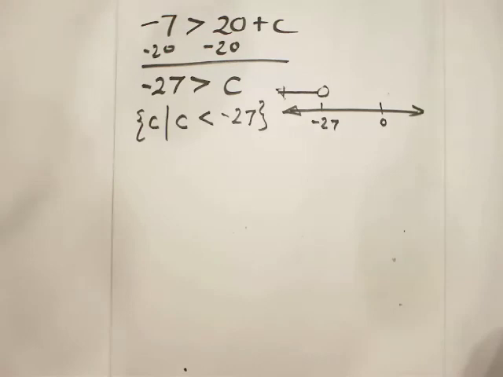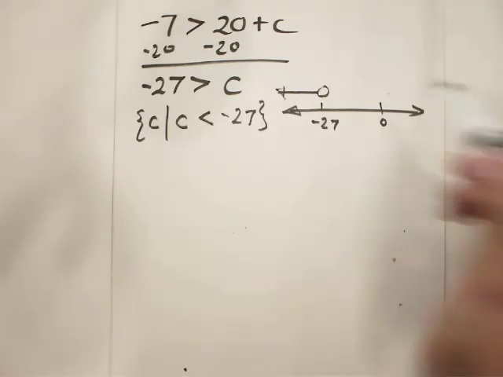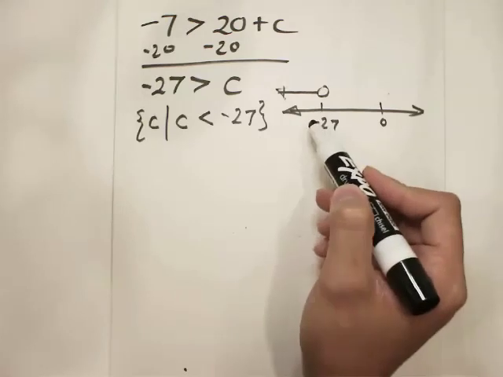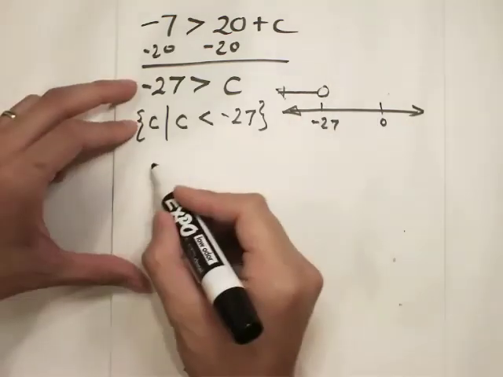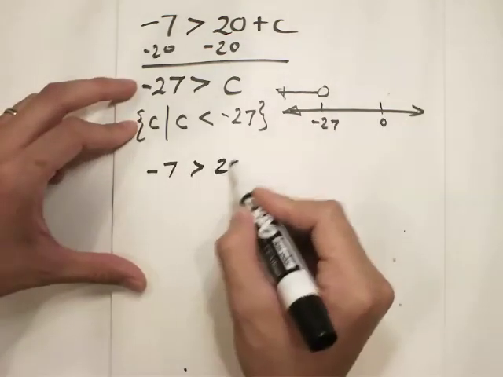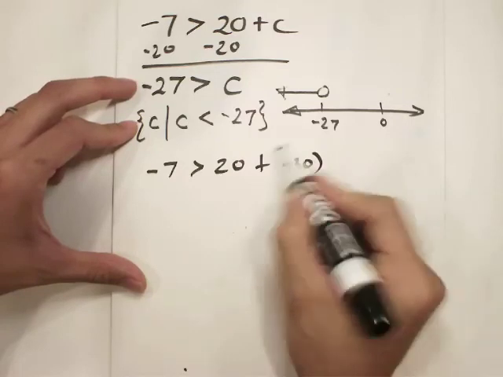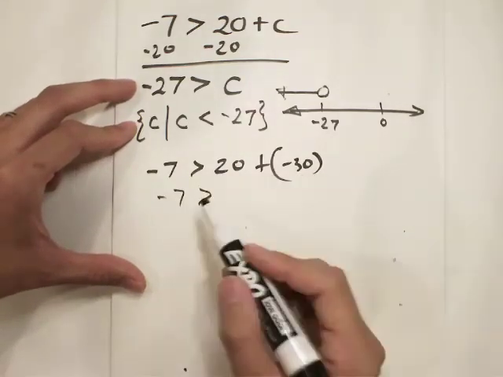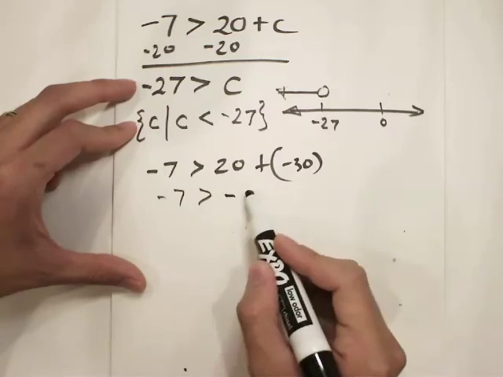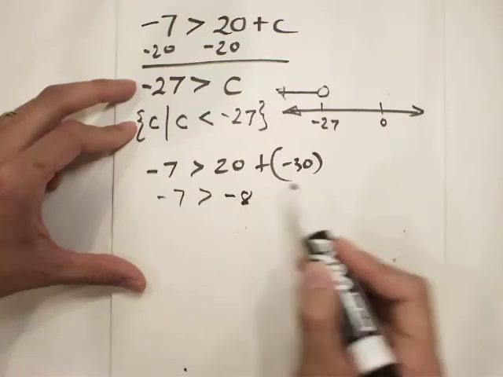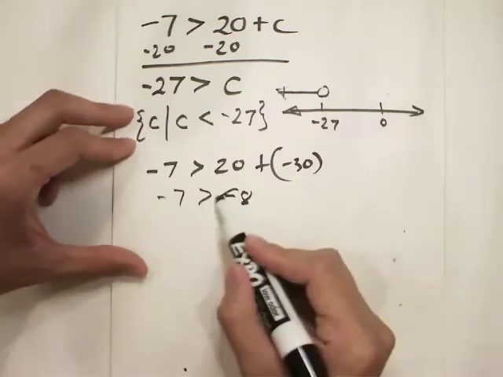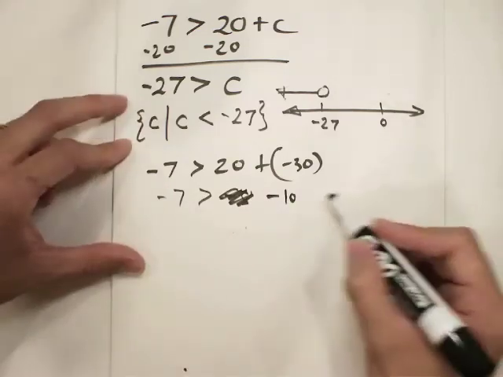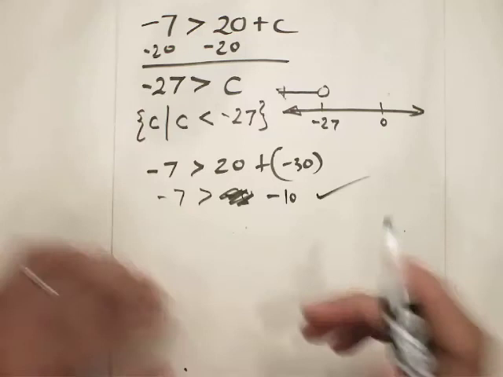Remember, this time we want to check to make sure that our answer is valid. So let's try to pick a random one that's on the left-hand side of negative 27. Let's say negative 30. I'm going to take that and plug it into c, negative 30. There you go. And let's see if our answer is correct. 20 plus negative 30 is going to get us, I'm sorry, not negative 8, negative 10. And as you can see, negative 7 is indeed greater than negative 10. Checked. We got our solution correct.